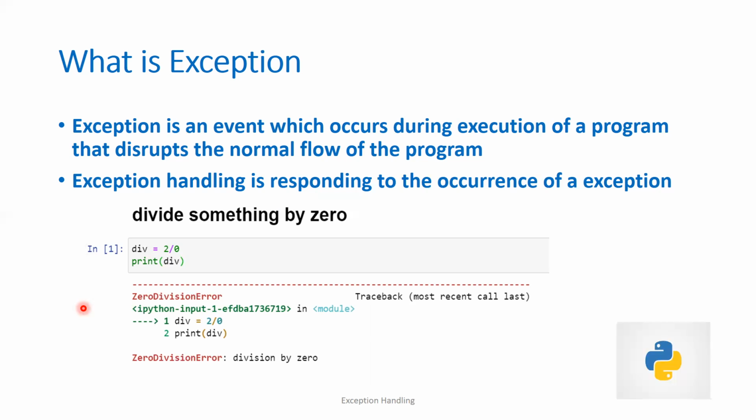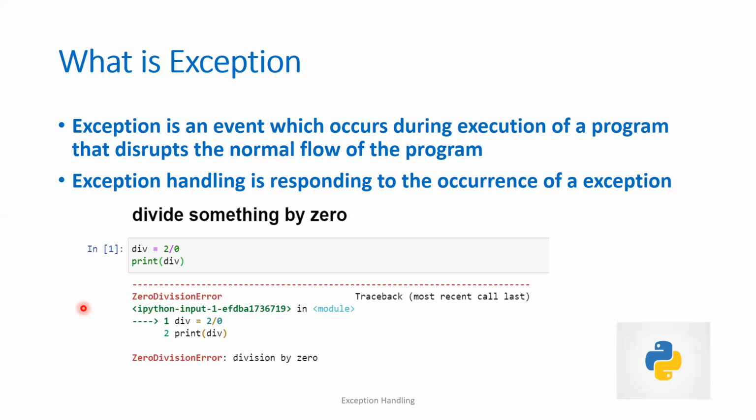Exception handling means responding to the occurrence of an exception. That means when an exception occurs, Python or any other programming language tries to handle that exception and recover, so that the program is not halted or crashed. You know that when some kind of error occurs, the program is halted, and there is a chance the program will crash. So we will try to avoid this kind of situation and handle that exception.